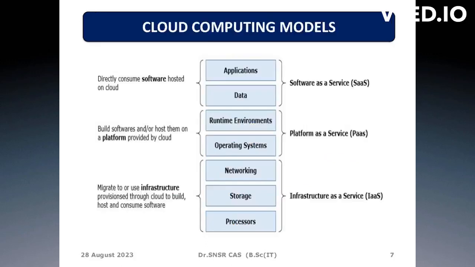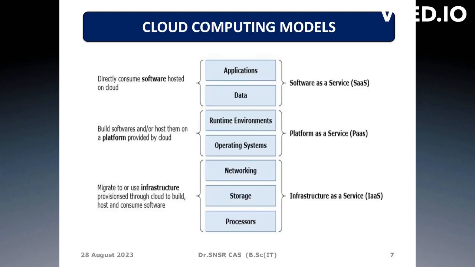Now let us see here. This is the cloud computing models. One is a consumer software hosted directly on cloud, that is, applications and data are hosted on cloud, that is software as a service. Then platform, runtime environments, operating systems, .NET, all are platform as a service. Then infrastructure as a service, in that come networking, storage and processors. So these three are provided as the service.